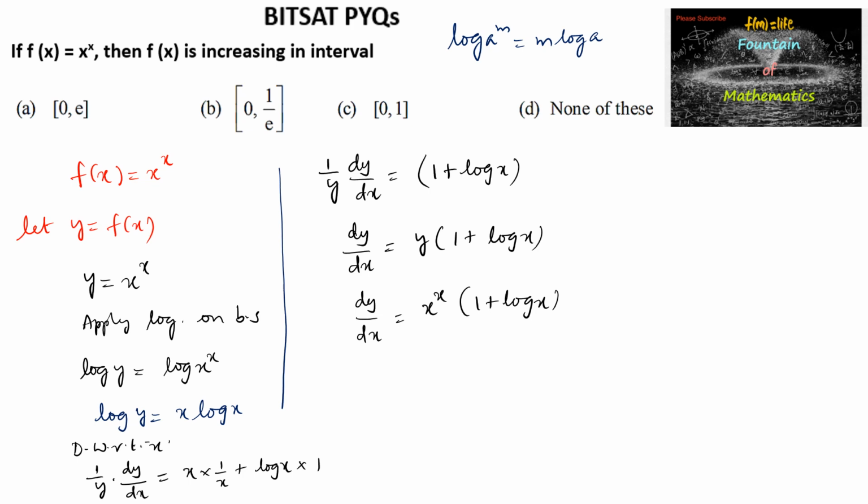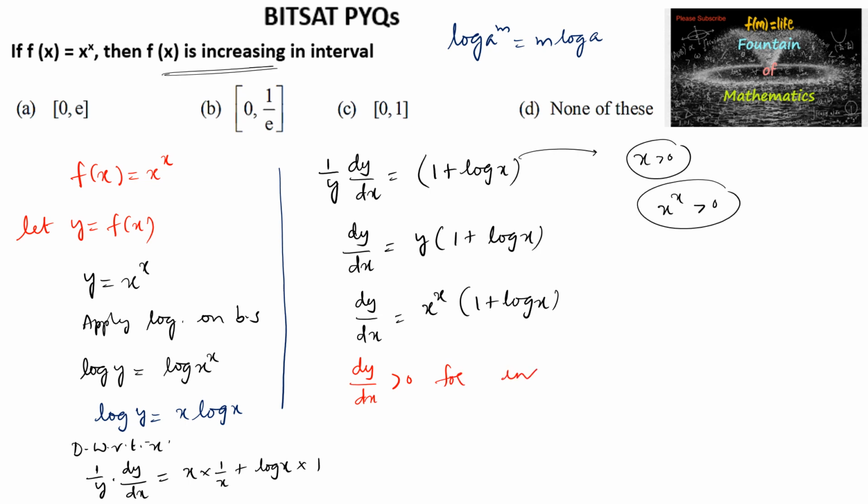So for the logarithm to be defined, x must be positive. So in the case of x positive, x power x is always positive. So for the function to be increasing, dy by dx must be greater than 0. So we shall consider dy by dx greater than 0, which implies 1 plus log x must be greater than 0. That is, log x is greater than minus 1.